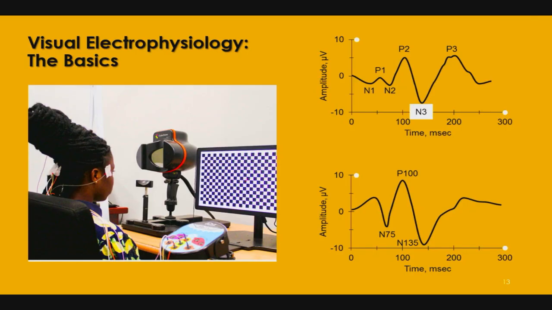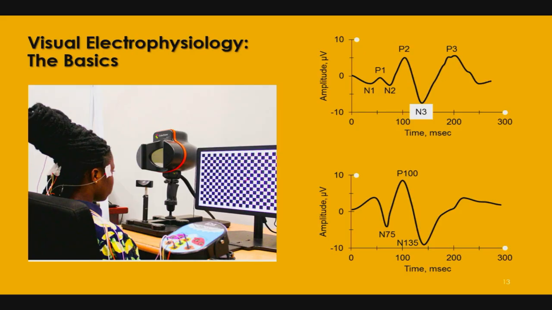So again, in the pattern VEP, we are interested in this P100, which is the positive peak at 100. This tells us about the conduction, so the optic nerve. So now we've moved out of the retina and we are in the optic nerve headed towards the brain. So that's what this tells us.